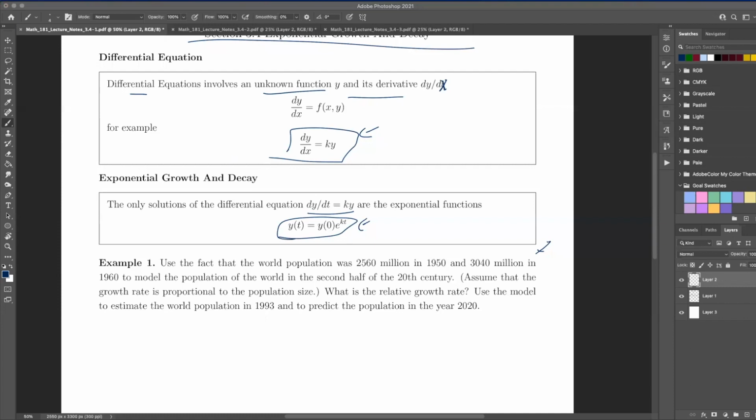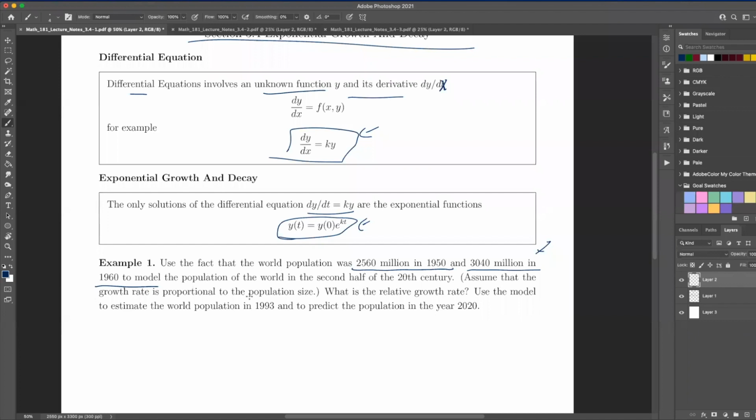So let's start with this. We're going to use the fact that the world population was 2,560 million in 1950. I don't know why they just didn't write this in billions, right? And 3,040 million, which sounds weird to say because no one says it that way. That is the population for this year to model the population. So we're going to use these two facts to model.